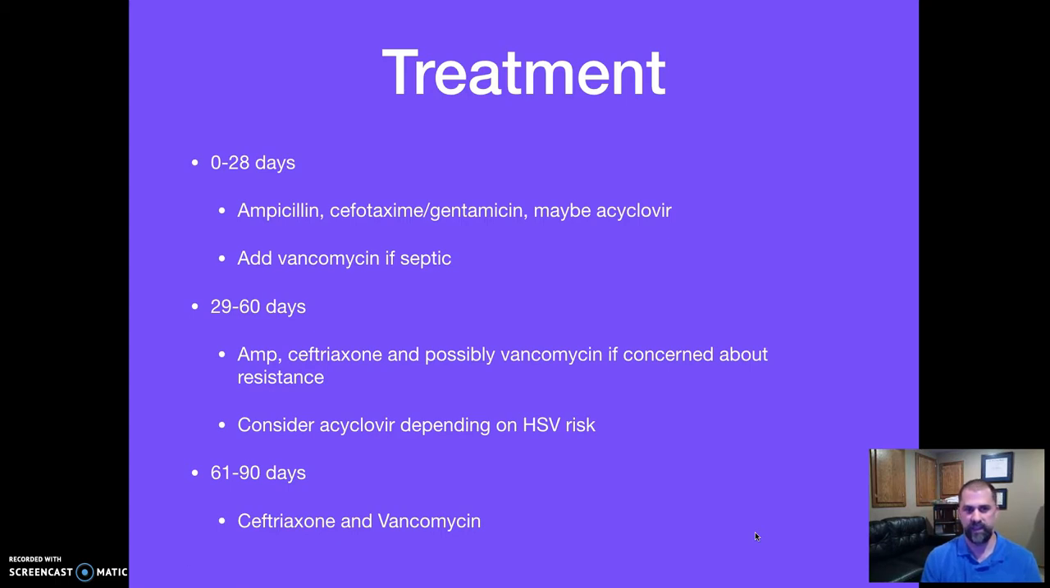Then 29 to 60 days, we're looking more at ampicillin and ceftriaxone and possibly vanc if we're concerned about resistance. And then again, acyclovir if we're worried about HSV or not. And then 61 to 90, ceftriaxone and vancomycin are usually the mainstays. The reason is because we're not concerned as much about group B strep, which is covered by ampicillin, and then listeria as well.